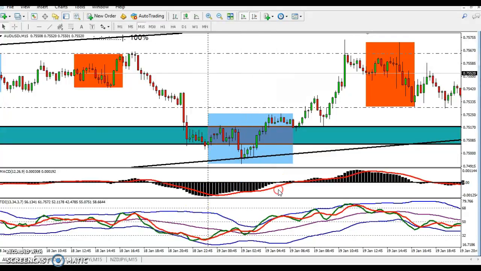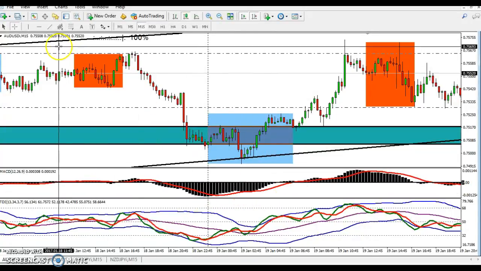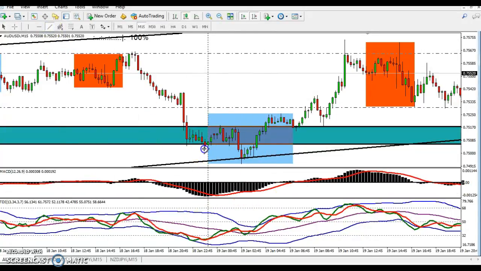Divergence. That's divergence at its finest. Let's mark up some divergence. Got a trend line going downwards, but your MACD is going upwards, the same as your TDI. It's going upwards. And it's oversold. Time to buy.